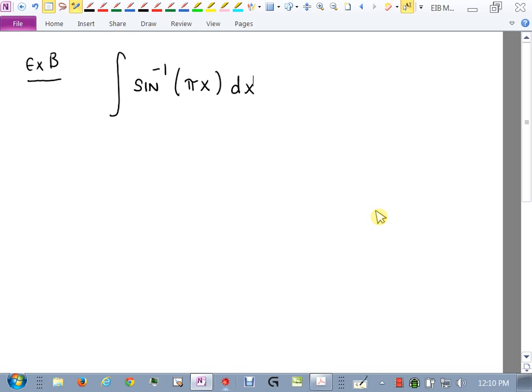Do you know what the antiderivative of arc sine is? It's not on any formula sheet. Now, you know what the derivative of it is, right? The derivative of arc sine of something is 1 over the square root of 1 minus that something squared or something like that, right? But you don't know what the antiderivative is.